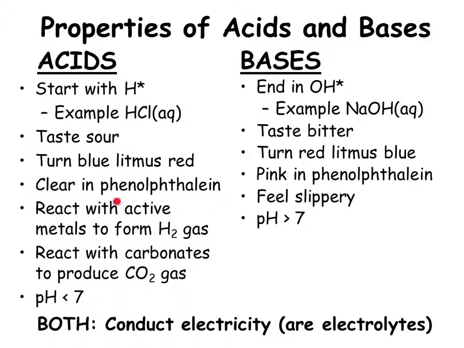An acid will give you a clear phenolphthalein solution. Phenolphthalein is an indicator, and a base will turn phenolphthalein pink. There's a couple of things that it'll react with to form H2 and CO2 gas. The other critical thing is that the pH of an acidic solution will be less than 7. What I mean by that is it'll be like pH of 1, pH of 2, pH of 3, etc. A base is going to have a pH greater than 7. 7 is neutral. The only thing that's really similar about the two is that they both will conduct electricity. They're electrolytes, and remember we learned about electrolytes before.